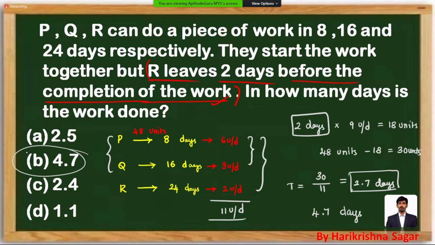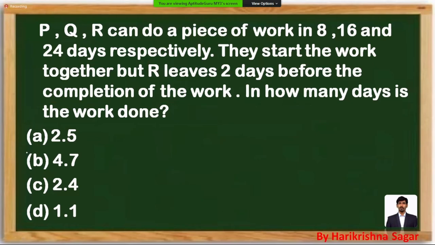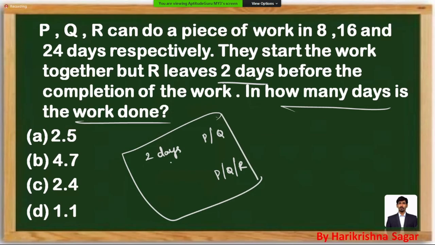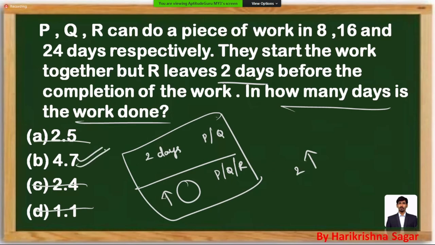And here is another common sense point in solving the question. What is the common sense point? R leaves 2 days before the completion of the work. That means for 2 days R is not working, only P and Q are working. Again, the remaining work is finished by P, Q, and R. P and Q by themselves are working for 2 days. PQR will definitely work for some more days. So the total time will definitely be more than 2, but it is not very close to 2. Eliminate these two and mark your answer as 4.7. This is common sense.